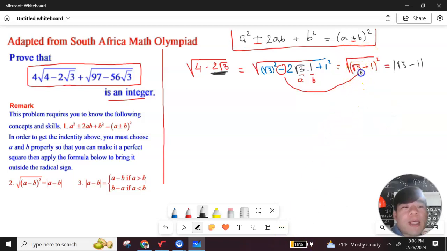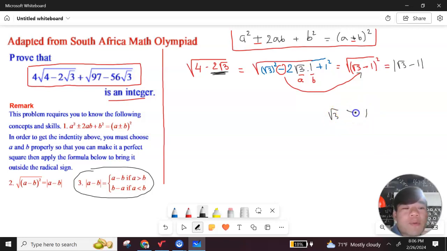Now keep that in mind. For root 3 minus 1, we need to know whether it is positive or negative, so we need to use the absolute value formula. The absolute value of a number is that number itself if the number is positive. So for root 3 minus 1 right here, we're going to check root 3 and 1 to see which one is bigger. Root 3 is about 1.7, okay?